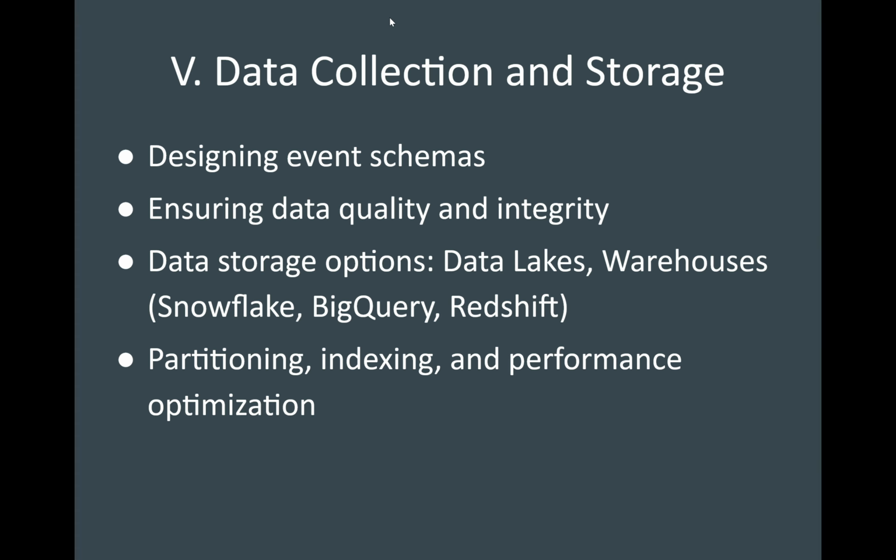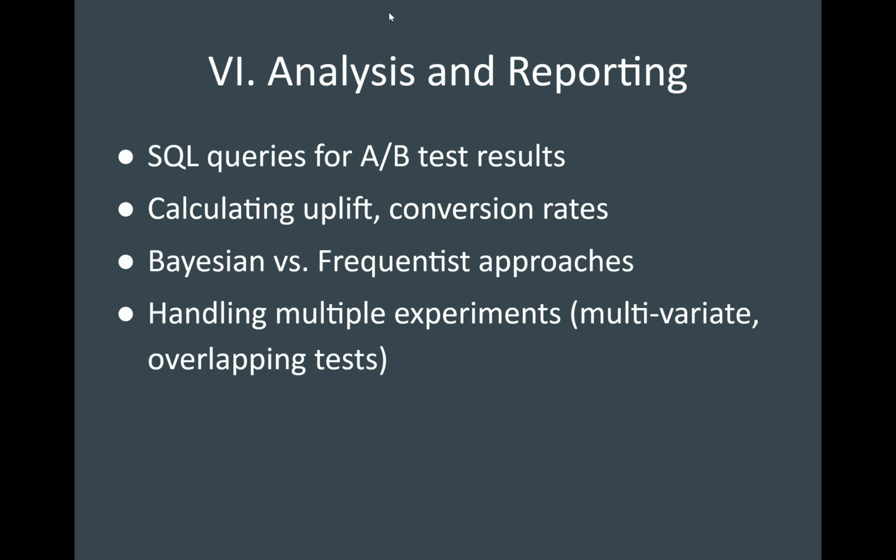In terms of analysis and reporting, we have SQL queries, which are used to segment users, calculate conversion, and compare metrics. Then there is uplift, the percentage increase from control to the variant, and then Bayesian and frequentist approaches. These are different approaches that are used to calculate confidence in the results. Then there is multi-test handling, in which we use the experiment ID and time boundaries to avoid overlapping influence.